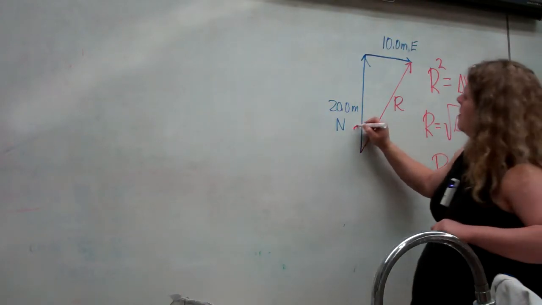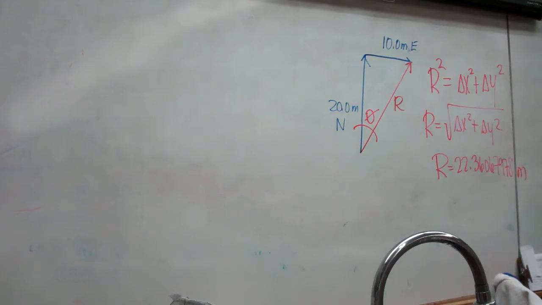What was the question? I've got this for my resultant, but it's not a vector yet. I have 22 point something meters. What do I need to make it a vector? I need direction. So what I need to find is that angle theta. Okay? I need to find that angle theta.